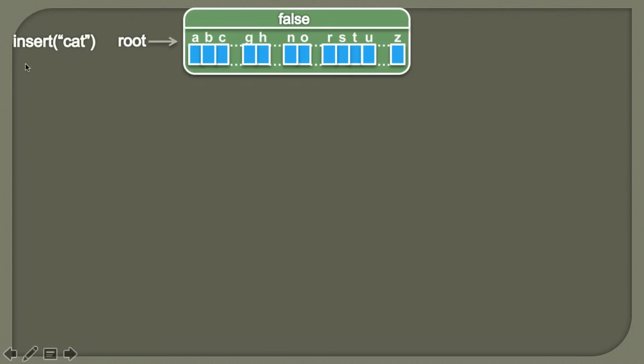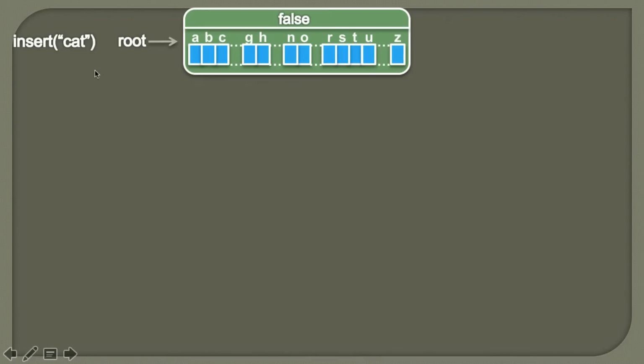Now for example, let's say we want to insert the word cat. So here you can see the word cat has three characters C, A and T. And as we are using the English alphabets, we will initialize this trie node array with a size of 26, where index 0 will correspond to A, index 1 will correspond to B, index 2 will correspond to C, and similarly index 25 will correspond to Z.